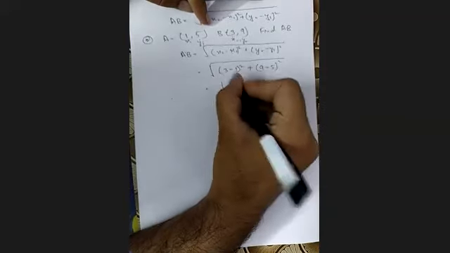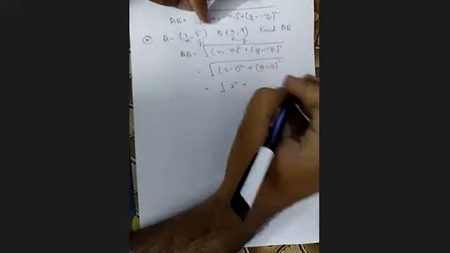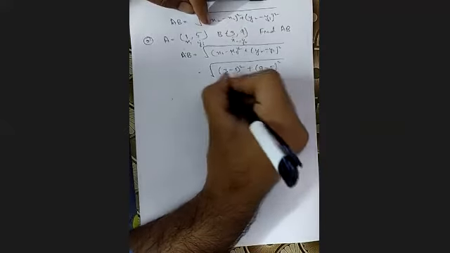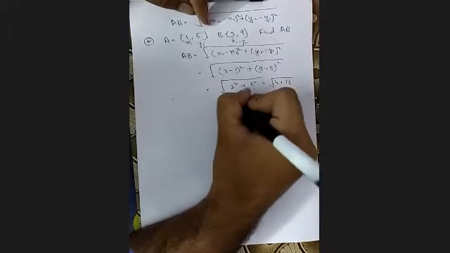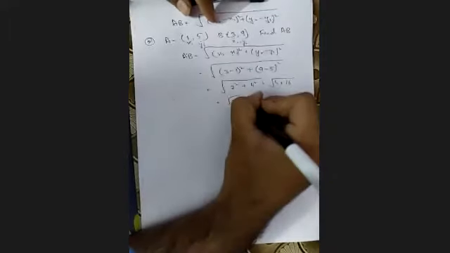So 3 minus 1 will be 2 square. 9 minus 5 will be 4 square. 2 square is 4, 4 square is 16. So root 20. Okay, root 20 units.